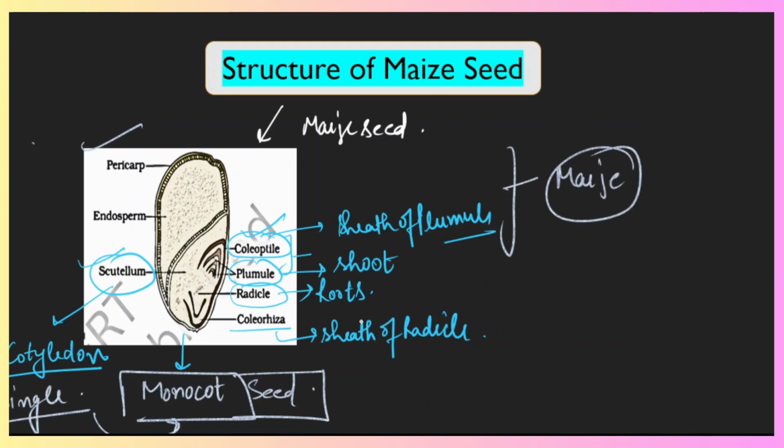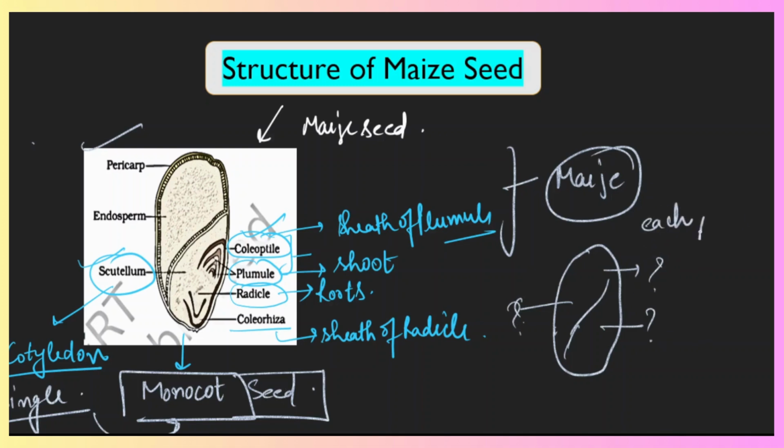This structure is also very important. Sometimes in your board exams, this structure is given without labeling, and they ask you to find out each part of it. This kind of question has also been asked in previous board exams. So all these parts are very, very important. Make sure you practice this diagram and understand each and every part of it.